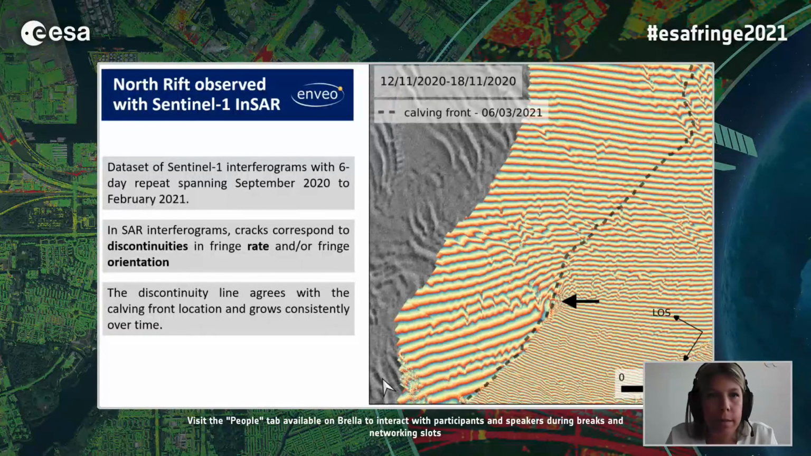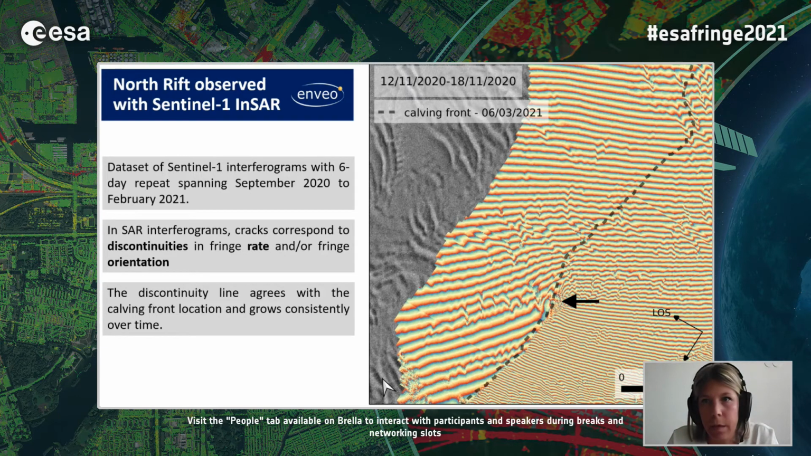Based on this, I generated the 6-day interferograms between September 2020 and February 2021 over the Brunt Ice Shelf in a given geometry. This is an example of an interferogram with a close-up on the North Rift, so you can nicely see the discontinuity line here. We can observe that on both sides we have phase ramps with different fringe rate and orientation that are caused by something. We don't exactly know what the cause is, but that doesn't really matter for locating the crack.